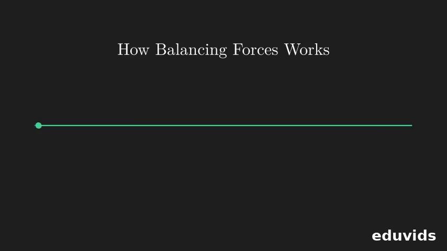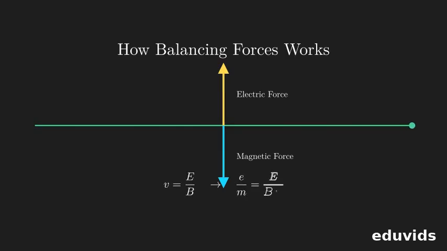Imagine an electron beam travels through a magnetic field and an electric field. If the electric force pushes the electron upwards and the magnetic force pushes it downwards with equal strength, the beam will travel straight. Thomson used this balance to figure out the speed of the electrons and then their charge-to-mass ratio.